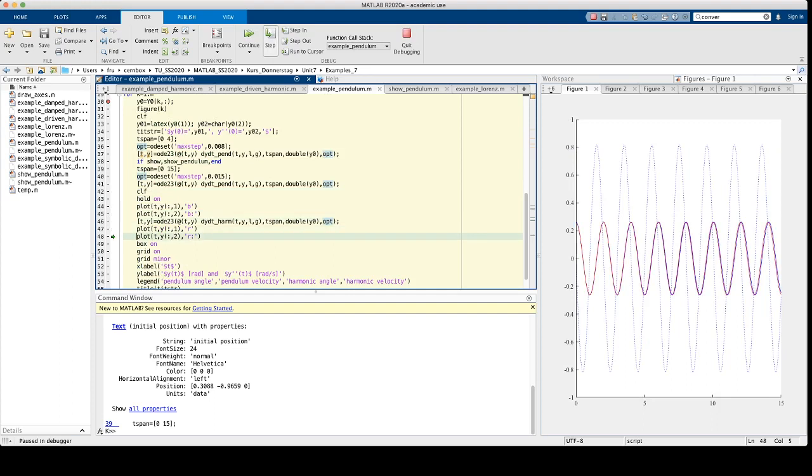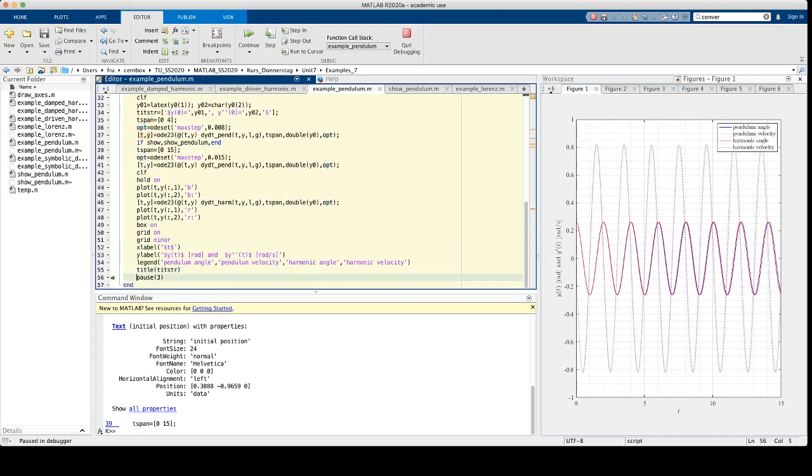And in this plot, we see both the pendulum angle and velocity, the blue lines, and the corresponding harmonic angle and velocity, the red lines, where the full line is the angle, the deviation, and the dotted line is the velocity. You see that for small initial deviation, pi over 12, 15 degrees, the two oscillations are nearly identical. The pendulum oscillation is just a little bit slower.